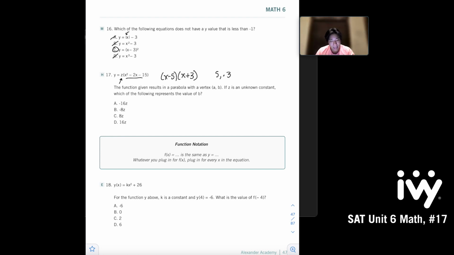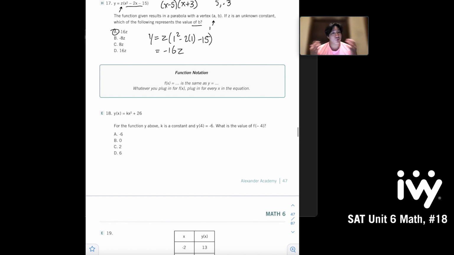So if we have a vertex a, b, even though we're scaling it with z, it's going to scale symmetrically, which means that the vertex itself is still going to be halfway between 5 and negative 3, which means that it's going to have an a value of 1. So now we can plug 1 into this equation. We have y equals z times 1 squared minus 2 times 1 minus 15. And we see that we end up with 1 minus 2, negative 1, minus 15, negative 16. So this gives us negative 16z for the value of b, the y value at the vertex. So A is our answer.